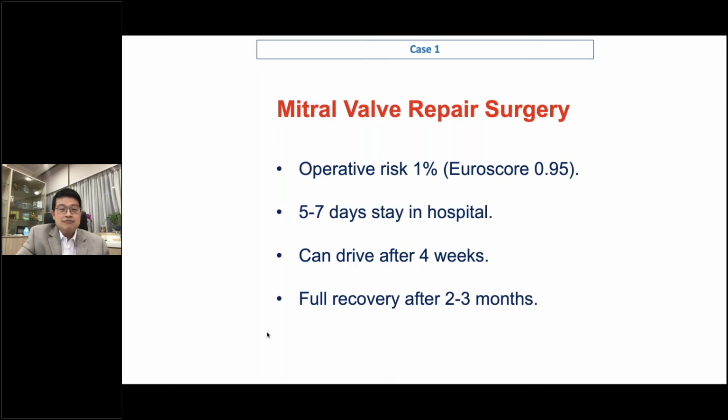And she had a 5 to 7 day stay in hospital, which is quite typical. After 4 weeks, she is fit enough to drive again. The full recovery is 2 to 3 months after surgery for the wound to heal completely.